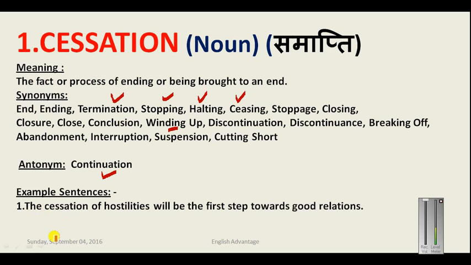Now let us look at the example sentence. The example sentence is: the cessation of hostilities will be the first step toward good relationships. If you want to have good relationships between two countries or between two organizations or between two groups, you must cease the hostilities. The hostilities between the two groups must end or must terminate. So this is the meaning of this sentence. Cessation means to end something, to terminate something. I hope you have understood this word quite well.